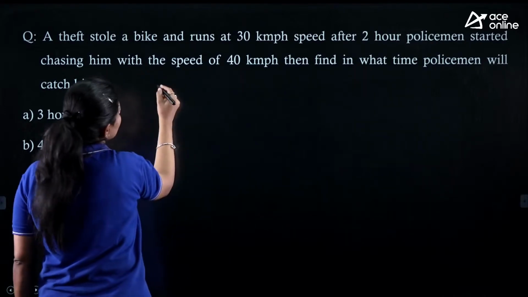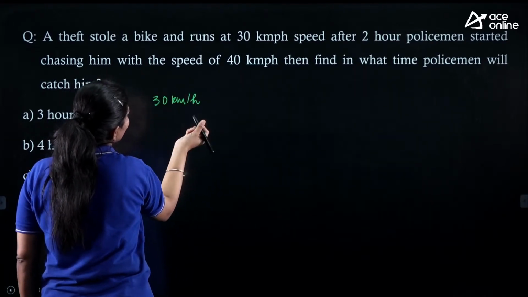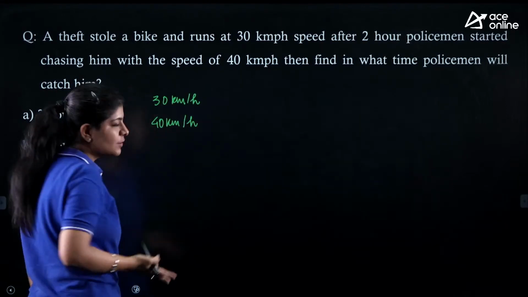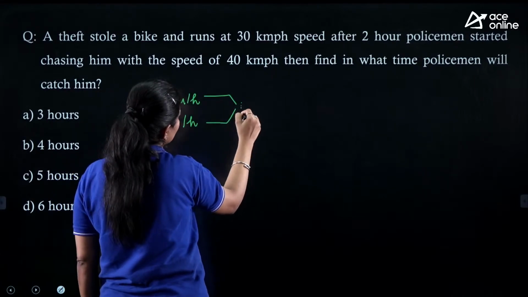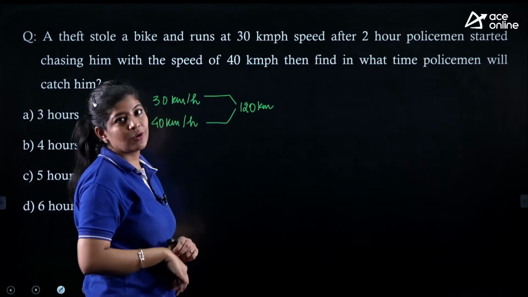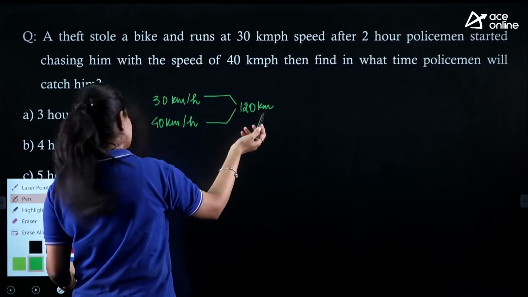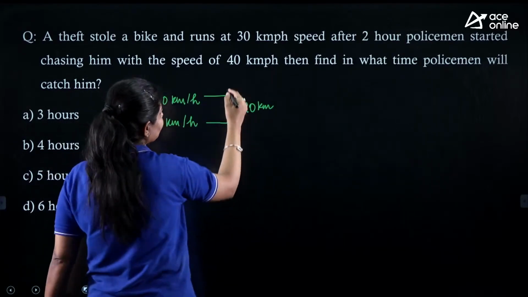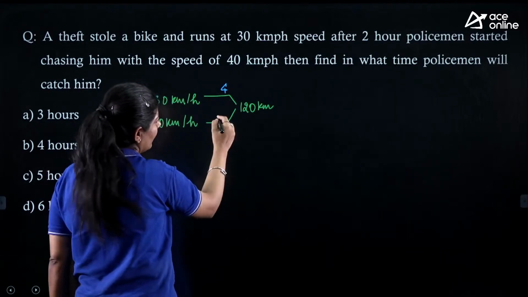Here the speed of the thief that we are having is 30 kilometers per hour, right? And the speed of the policeman is 40 kilometers per hour. Again we are having two speeds. So what we are going to do, we are just going to take the LCM, and the LCM that we got over here is 120. So this is the assumed distance. This is not the actual distance. This is our assumed distance. As we are having the distance and the speeds, now we need to calculate the time. The time taken by this is 4 and over here is 3.